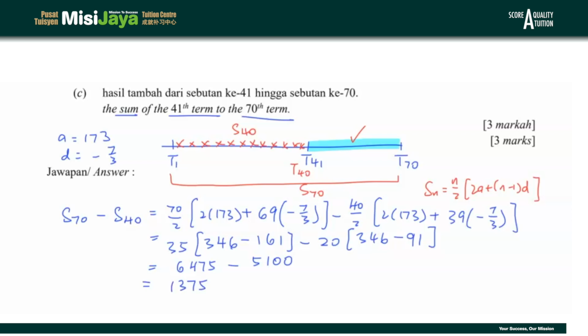So that's the answer for C. This question is 3 marks. Where do we get the 3 marks? This step is 2 marks, and the final answer is 1 mark. So the total here will be 3 marks.